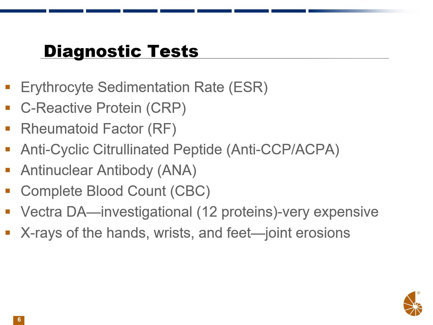The erythrocyte sedimentation rate, or ESR, CRP, or C-reactive protein, rheumatoid factor, anti-cyclic citrullinated peptide, or anti-CCP, also called ACPA, anti-nuclear antibody, ANA, complete blood count, Vectra DA, which is an investigational tool, very expensive, I haven't seen one, and then x-rays of the hands, wrist, and feet to look for joint erosions.